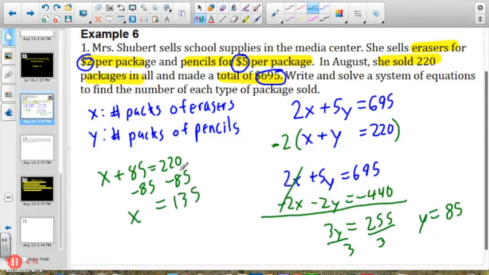Now this is a word problem, so I have to make sure I give my answers context. Remember, x represented the packs of erasers, so we're going to have 135 packs of erasers. And remember that my y represented the packs of pencils, so I'm going to have 85 packs of pencils.